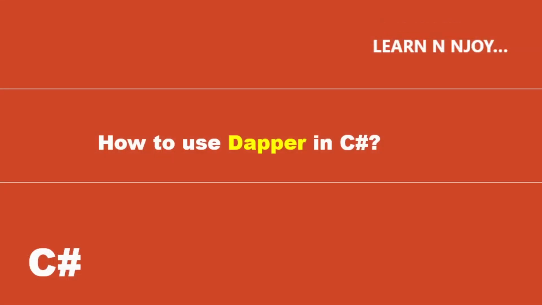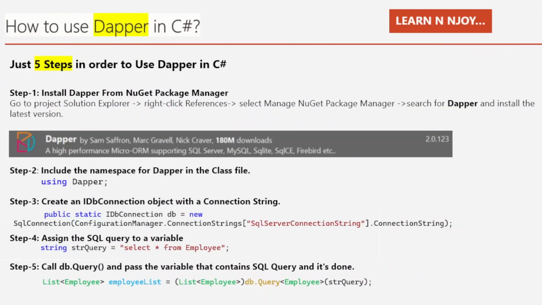How to use Dapper in C#? We just need to follow 5 steps. Step number 1: first, we need to install Dapper from the NuGet package manager. Let's suppose you have created a project. It could be a web application, Windows application, or console application. In that project, go to the project solution, right click references, select Manage NuGet Packages and search for Dapper. We would get many libraries, but we need to select Dapper as shown here.